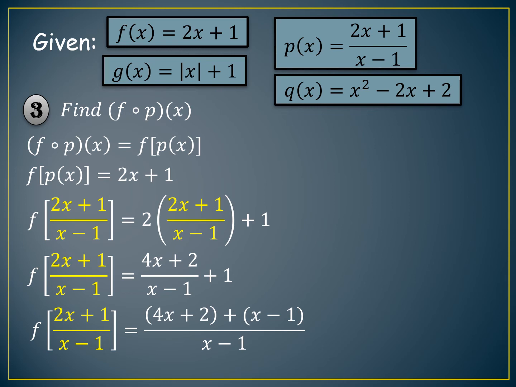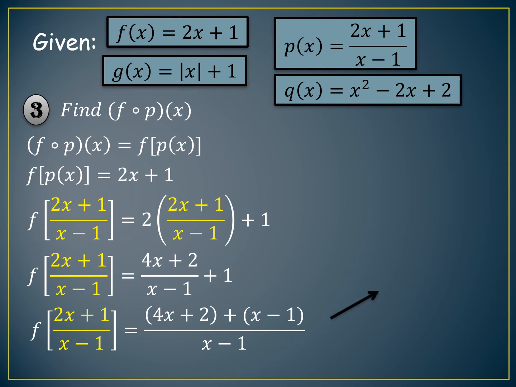So, x minus 1 divided by x minus 1 is equal to 1, times 4x plus 2. So, that is why there is a 4x plus 2 there. Plus, x minus 1. So, the denominator of 1 there is also 1. x minus 1 divided by 1 is x minus 1. Then, times 1, still the same. The result is still x minus 1.